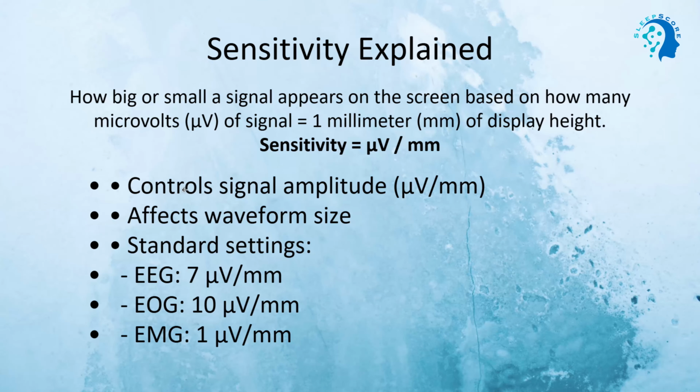Sensitivity explained. It controls signal amplitude. Look, sensitivity controls how big or small the signal appears on the screen, based on how many microvolts of signal equal 1 millimeter of display height. The sensitivity is called microvolt per millimeter. So it controls signal amplitude, height. It affects waveform size. Sensitivity changes the size. The standard settings: EEG is 7, EOG is 10, EMG is 1.